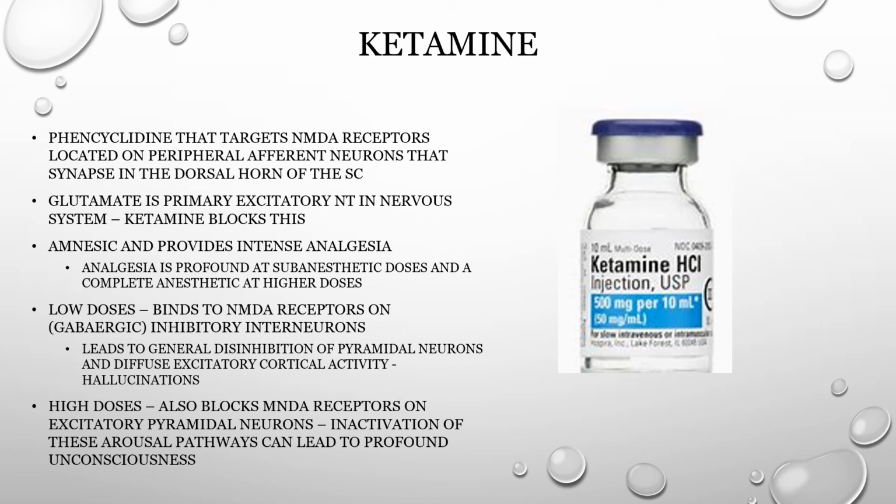At higher doses, ketamine also blocks NMDA receptors on excitatory pyramidal neurons. Pyramidal neurons with NMDA receptors can be found in many locations throughout the brain and CNS. However, key targets for altering arousal are the glutamatergic projections from the parabrachial nucleus and from the medial pontine reticular formation in the brainstem to the thalamus and to the basal forebrain. These glutamatergic projections are very potent excitatory arousal pathways.